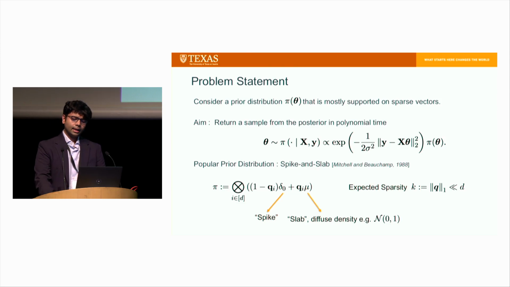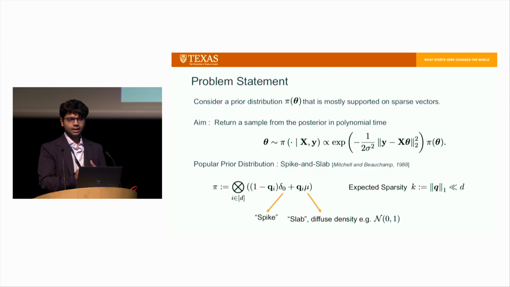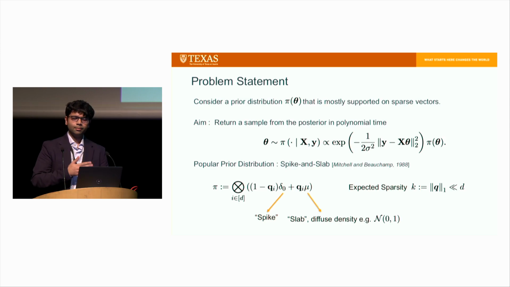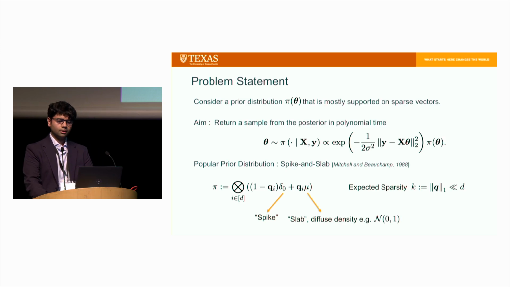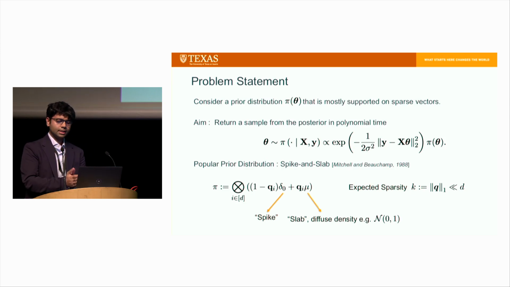A choice of prior which is popular in the literature is the spike and slab prior, which essentially goes at each coordinate and performs a coin flip to choose whether it's a spike, which is a Dirac delta at 0, or a slab, which is any diffuse density, for example, a Gaussian. If you sample in this way, then the expected sparsity of your vector is the L1 norm of q, which we denote as k. This is assumed to be much smaller than d, and we want our sample complexity for this posterior sampling to depend on this sparsity parameter k.